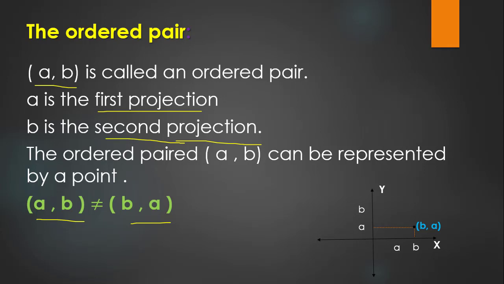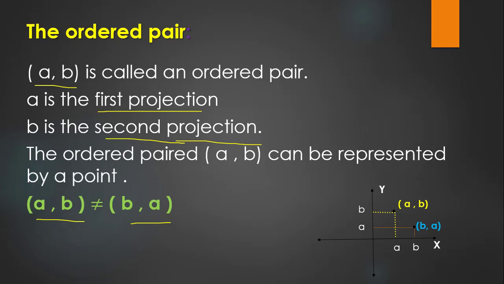What about A and B? I'll start from A and go up to B. So this is another point. It means that the order is very important. If you have an ordered pair 1 and 2, it doesn't equal 2 and 1.